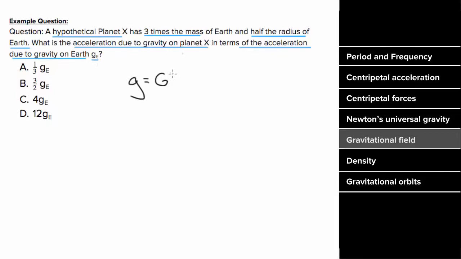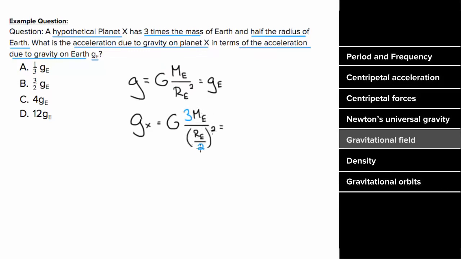So we know that the gravitational field on Earth has to be big G times mass of the Earth over the radius of Earth squared, which we're calling g_E. And the gravitational field on planet X would be big G times 3 times the mass of the Earth divided by half the radius of the Earth squared. And when we square this factor of a half, we'll get 1/4, which is in the denominator, so 3 divided by 1/4 is 12 times big G mass of the Earth over radius of the Earth squared. And since this entire term here is the acceleration due to gravity on Earth, the acceleration due to gravity on planet X is going to be 12 times the acceleration due to gravity on Earth.